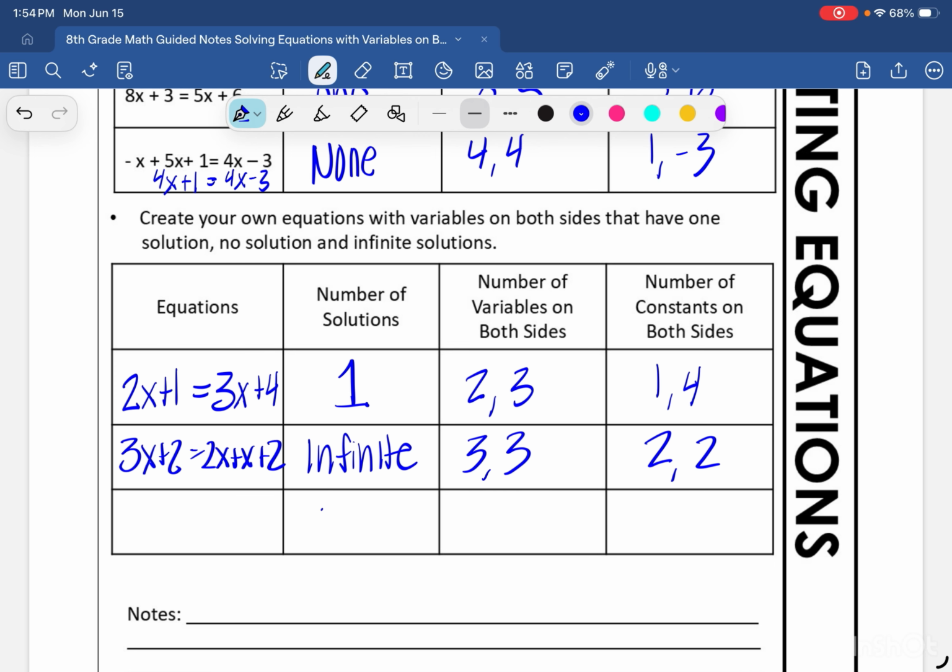Last one, let's do a number of solutions would be none. So basically my variables are going to need to be the same and my constants are going to need to be different. I'll just leave it like that. 2x plus 2 equals 2x, I guess it would be plus 0. Number of variables on each side are 2 and 2, and constants would be 2 and 0.